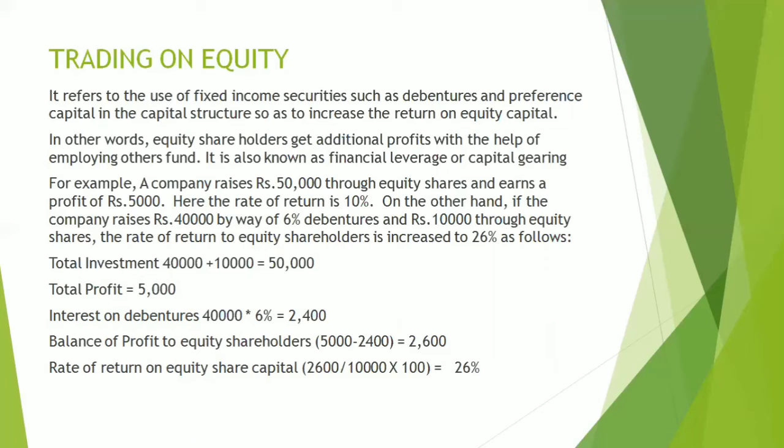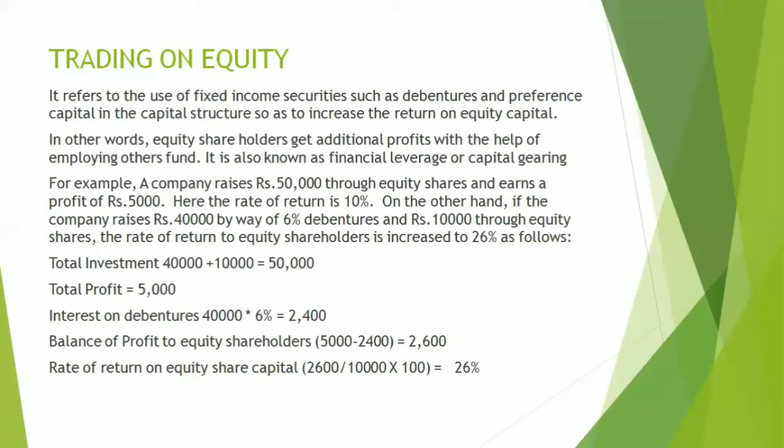See, a company raises rupees 50,000 through equity shares and earns rupees 5,000 profit. Here the rate of return is 10%, because on 50,000, 5,000 rupees profit is available, so it is 10%. On the other hand, if the company raises rupees 40,000 by way of 6% debentures and 10,000 through equity shares, so total is 50,000. The rate of return on equity shareholders is increased to 26%.